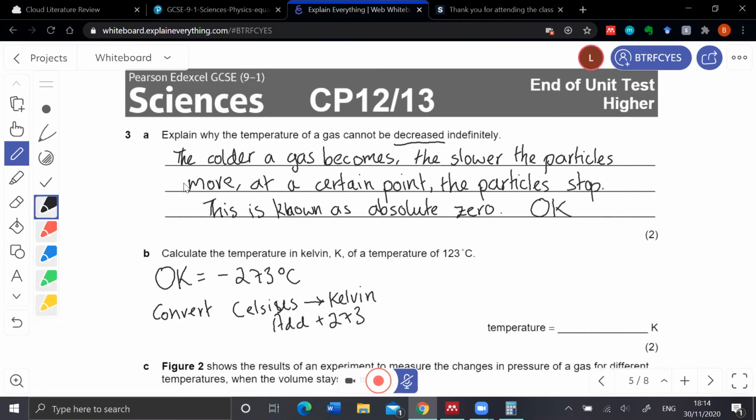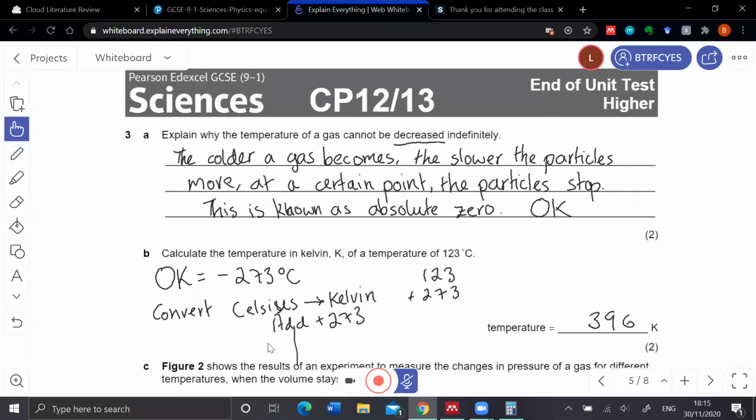So calculate the temperature in Kelvin of a temperature of 123 Celsius. Just a tiny bit of maths: 123 plus 273. We get 396 Kelvin. It's as easy as that.